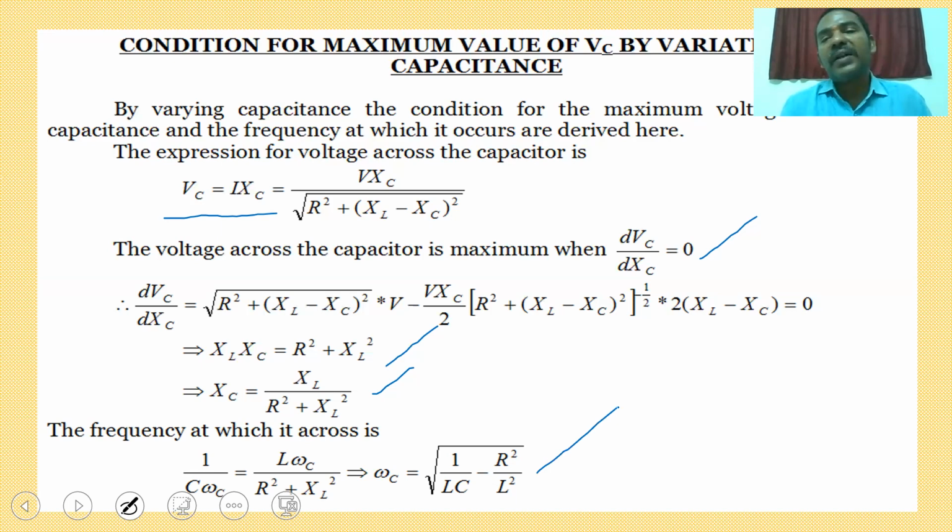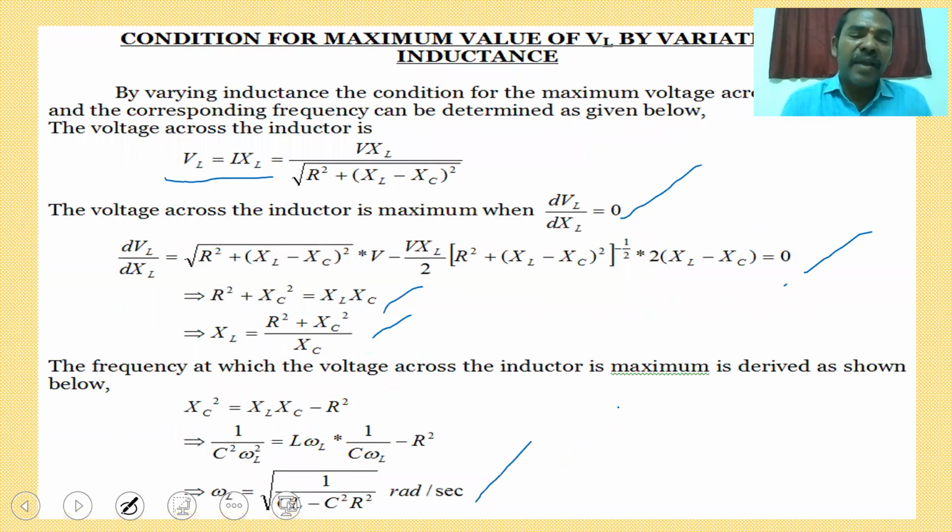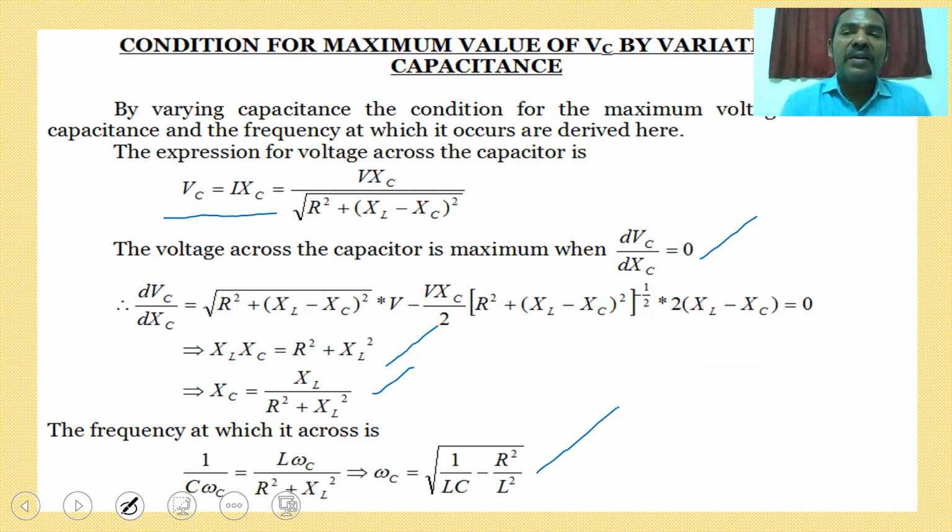So these are the two conditions very important for the GATE concept, because they will ask what is the frequency of the capacitance under maximum value. So similarly, what is the inductive frequency under maximum value of inductance voltage? At that time you have to tell omega L is equal to root of 1 by CL minus C square R square, and omega C is equal to root of 1 by LC minus R square by L square.